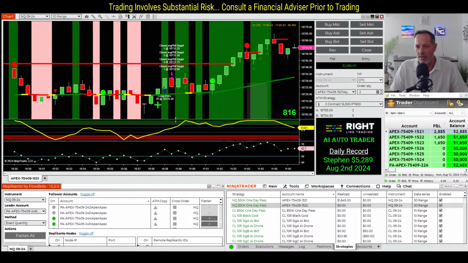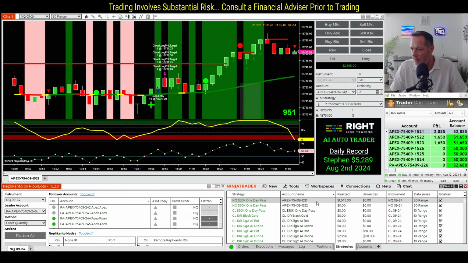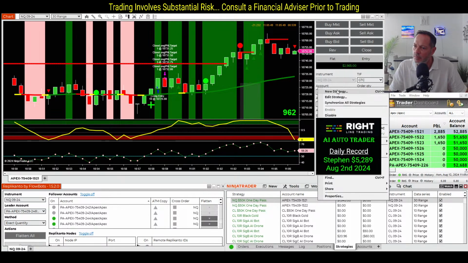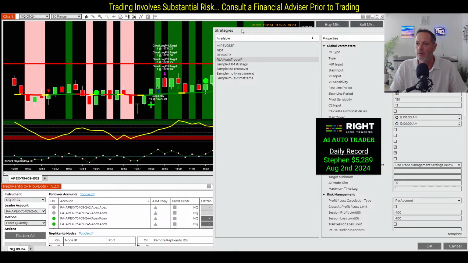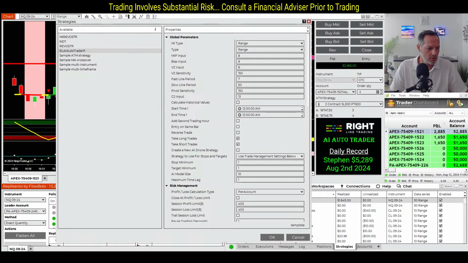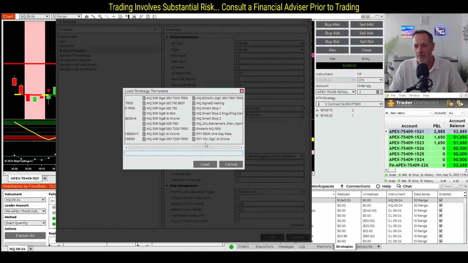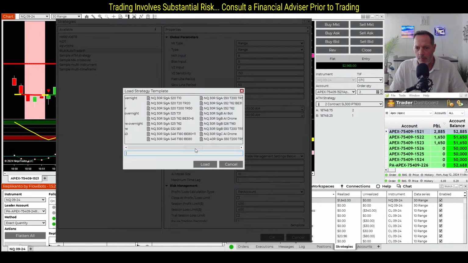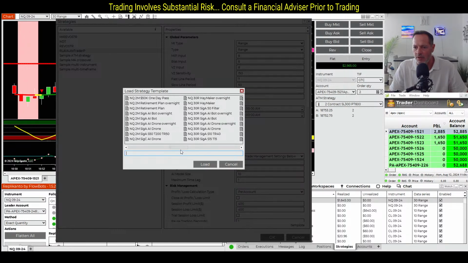Kind of wish I would have had the trade copy, or at least it set up on it before, but that's okay. We want to just keep chipping away here. Order submitted. So I'll get one more set up here. Let me get rid of this box. So this is just like using a trade copier. You're just setting several accounts up on the same strategy. It's the exact same thing.